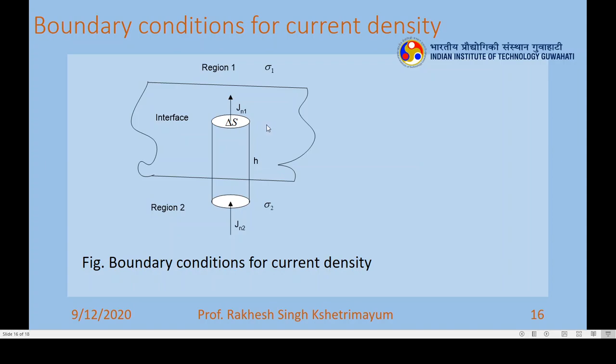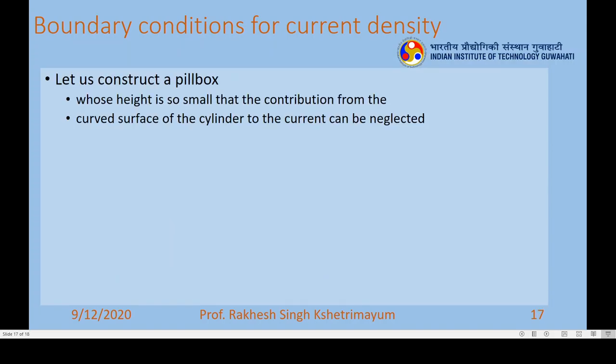We are considering a conductor in region 1 with conductivity sigma 1 and a conductor with conductivity sigma 2 in region 2. Jn1 direction is along this direction, Jn2 direction is also along this direction. Normal to this surface should be outward from the surface, so it is along the same direction. Normal to this surface should be outward of this surface, so it will be in the opposite direction. So now we can simply derive the boundary condition for current density.